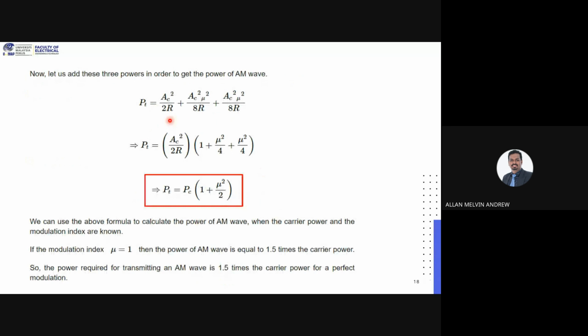Okay, so let's say you want to calculate the power for all the three components. So you want to calculate PT equals to, so this is already shown earlier. So all three you combine. So at the end you will get this. Okay, after you factorize, you can get this and you can convert it into this formula.